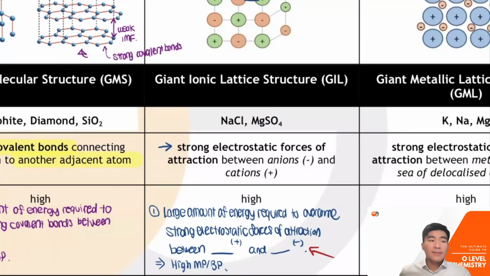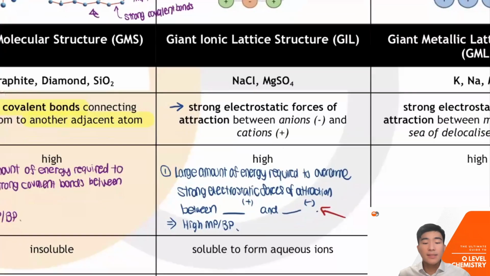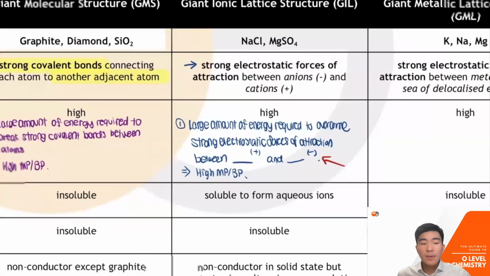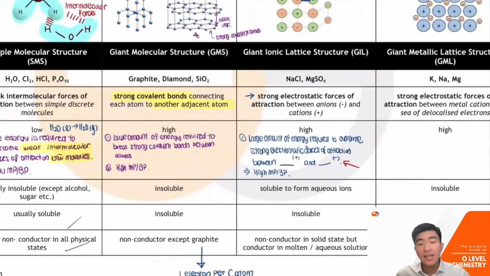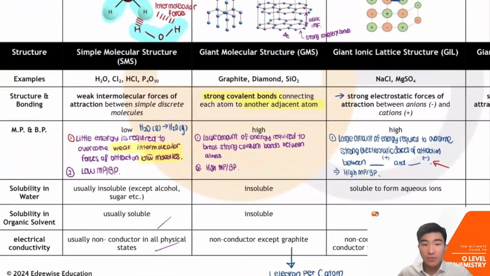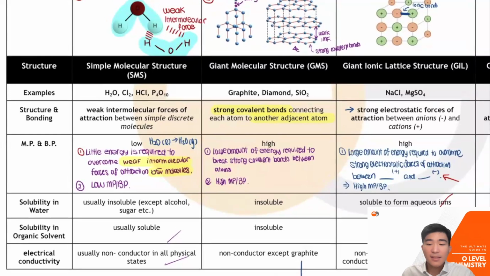With that understanding, maybe we don't try first. Maybe we go to the properties first. It is soluble to form aqueous ions in water. Because of the presence of plus and minus charges, they can form aqueous ions in water. It is insoluble in organic solvent, and is a non-conductor in solid state. However, in aqueous solution, it can conduct electricity.